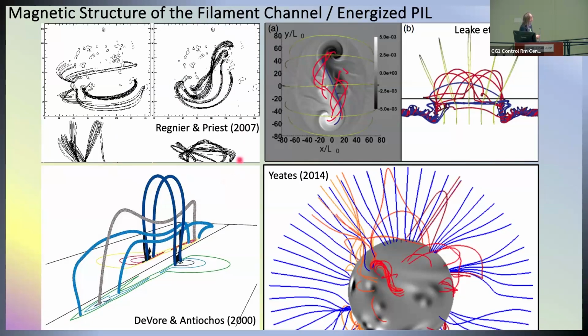And so you can imagine the polarity inversion line going basically somewhere in the middle here, and there's almost no component parallel to it. Whereas over here, at the polarity inversion line, the field up above it has a lot of component along it. So this is a stressed field.